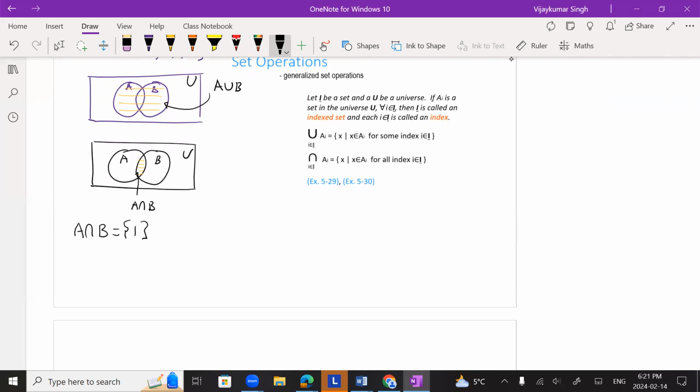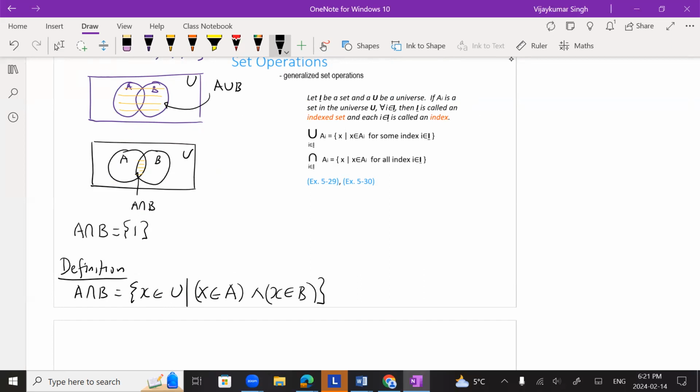Makes sense? Now, what could be the definition of A intersection B? The definition of A intersection B is all those x belonging to universe U, such that x belongs to A and x belongs to B. This is the concept of intersection.